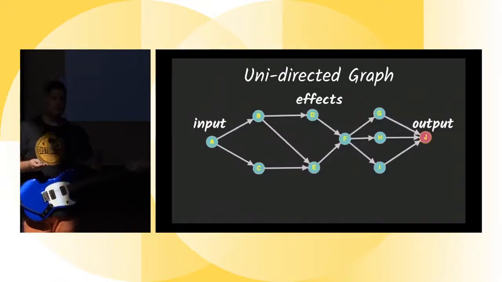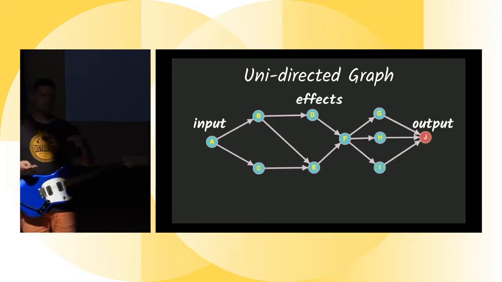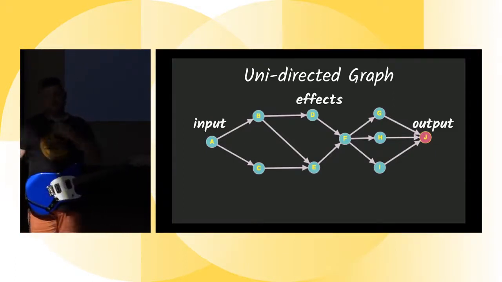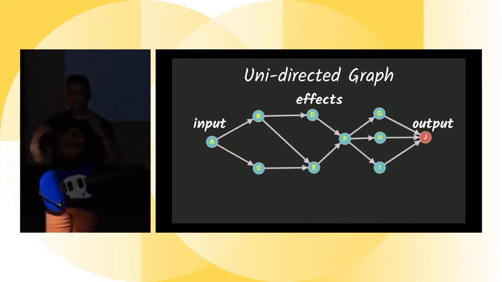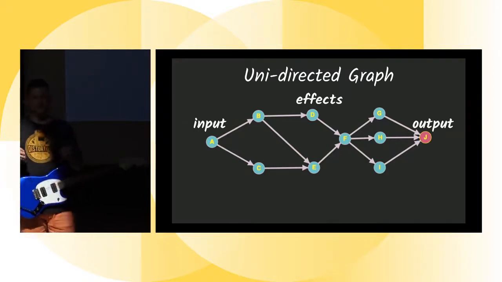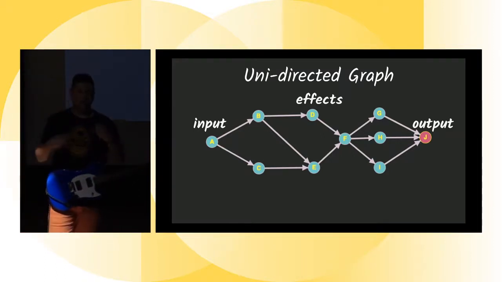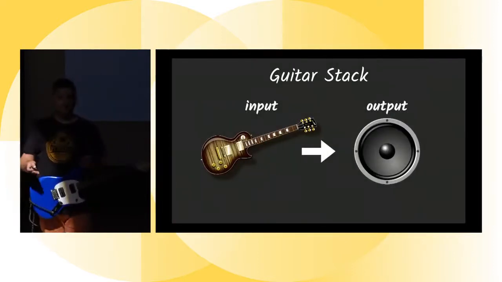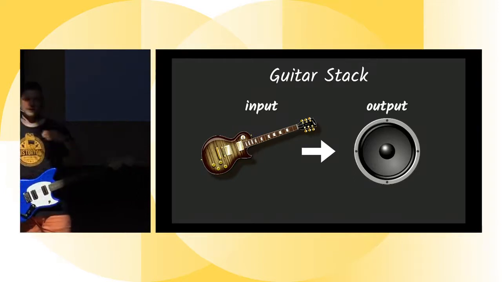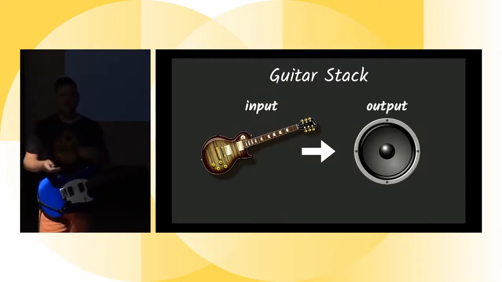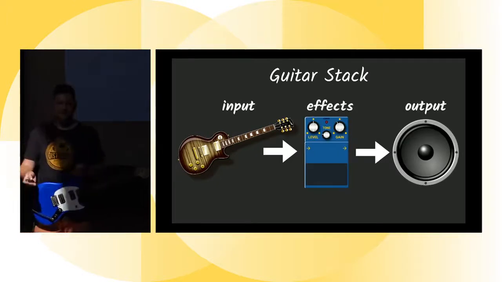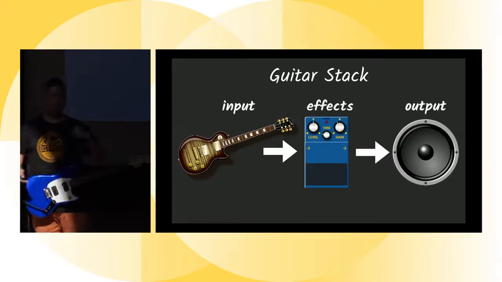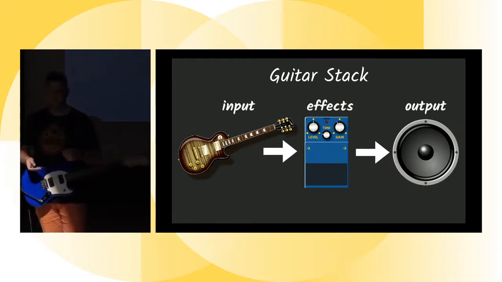How does it look? We have some input. In my case, it's a guitar. It might be sound generated with oscillators. And we have an output, our speakers, headphones, whatever. And between that, we have some nodes. By connecting these nodes, we can achieve some effects and audio processing. If you take a look at a real guitar stack, we have a guitar, we have some amplifiers, cabinets, and between them, we have some stomp boxes with effects like chorus, distortion, and so on.